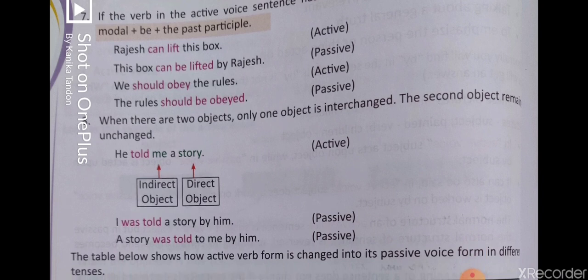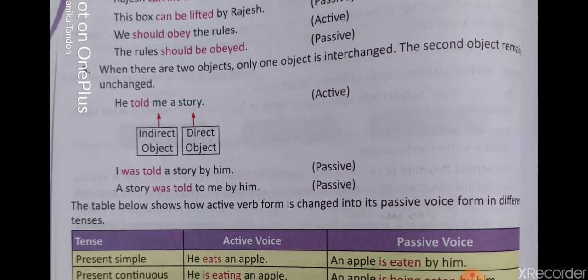Next, when there are two objects, only one object is interchanged. The second object remains unchanged in the sentence. So, he told me a story. Now there are two objects. One is me and another one is story. So one of them is changed: I was told a story by him. A story was told to me by him. So one of the objects will always be the same.